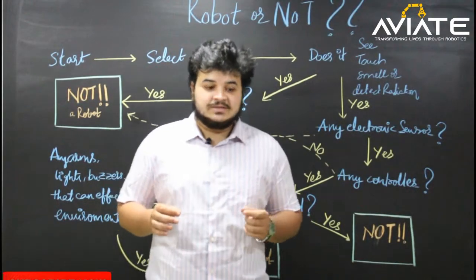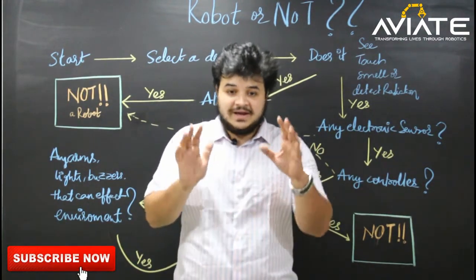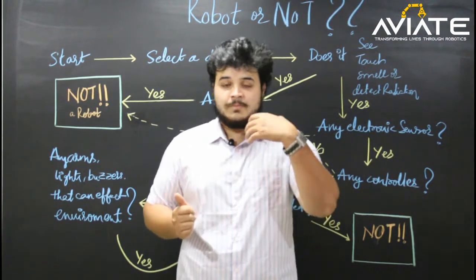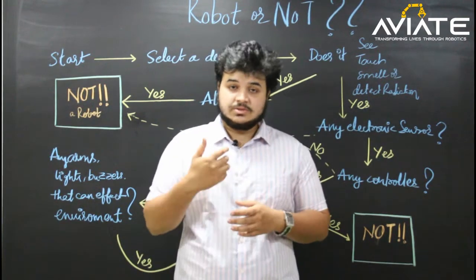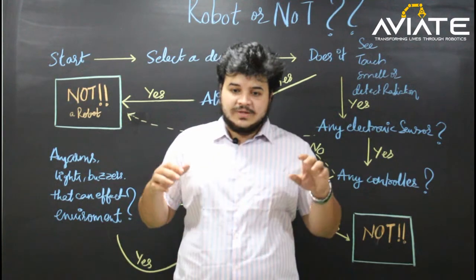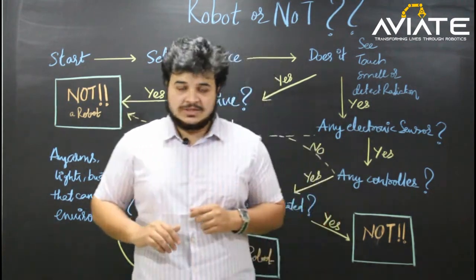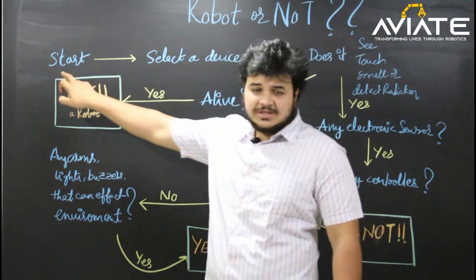So here is our algorithm to check whether a device or any electronic gadget that is in front of you, either the camera or the mic that I'm speaking with, or that laptop that you're able to see this video on, or any electronic gadget, is a robot or not. How do we generally categorize, and how does this algorithm help us? Let us start from selecting a device. So here is the first step. We are going to start here.